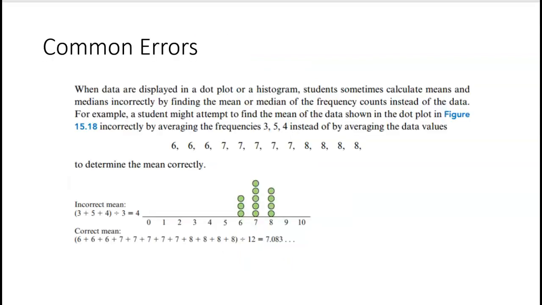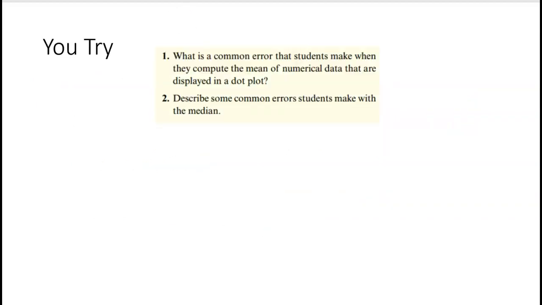When data is displayed in a dot plot or histogram, students sometimes calculate the mean and median incorrectly by finding the frequency count rather than using the data. So look here. They grabbed 6, 6, 6, 7, 7, 7, 7. That is correct. But a student might incorrectly say that's 1, 2, 3 plus 1, 2, 3, 4, 5 plus 1, 2, 3, 4. So we want to make sure that we're actually using the data and not the frequency counts. Complete this U-try, press play when you are done.